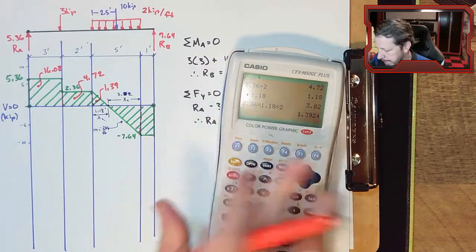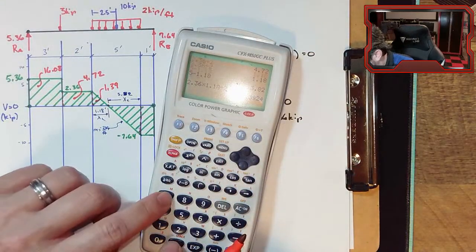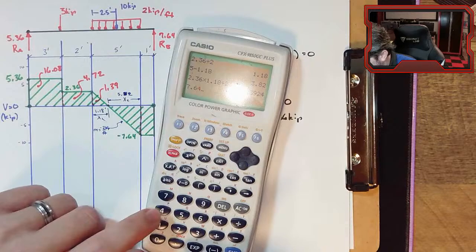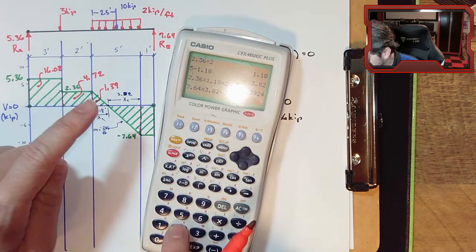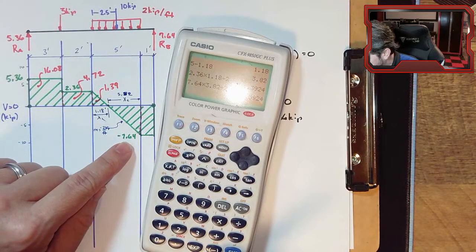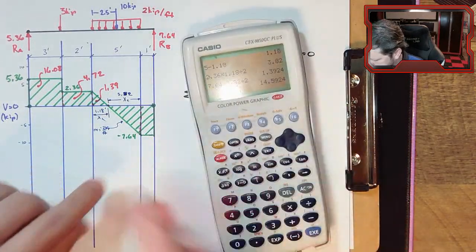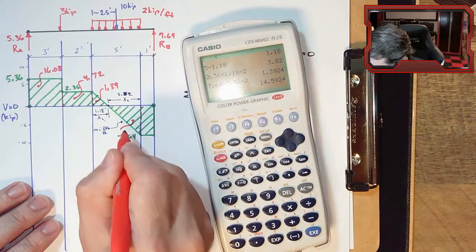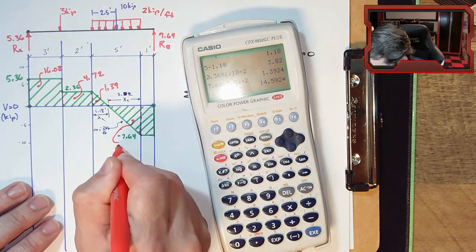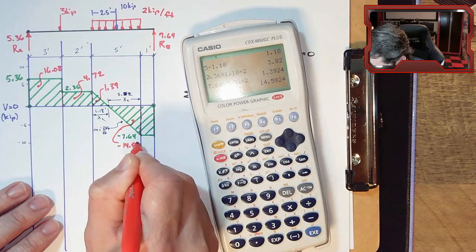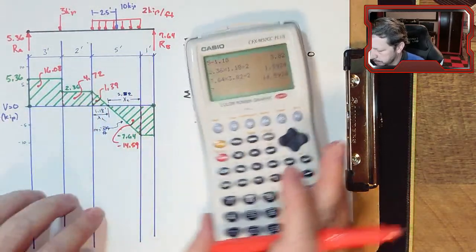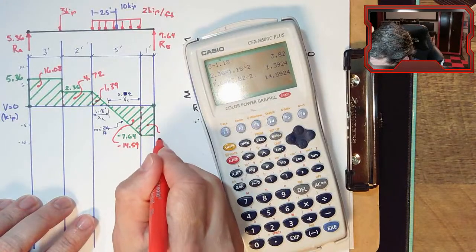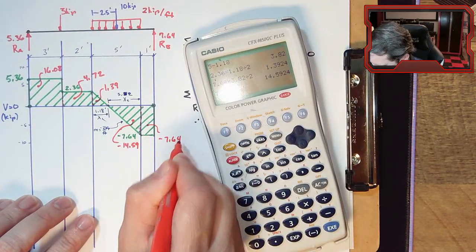Here we have a negative 7.64 times a base of 3.82 divided by 2 because it's a triangle, 14.59. And that's a negative one. Let's put it down here. Negative 14.59. And then this last one, well, it's times 1. So negative 7.64.